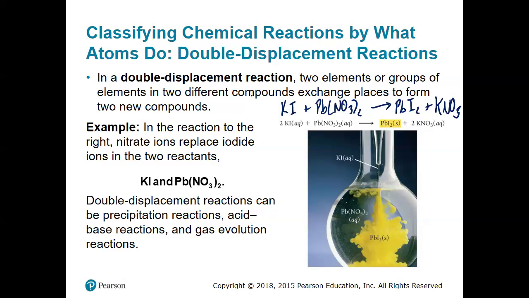But we have the same kind of thing going on. We have displacement taking place. The potassium and the lead are switching spots. That's how we know it's displacement. We're seeing the exchange of, in this case, ions. There are no elements here, it's all ions. So we're seeing the exchange of ions here. And as a result, we get 2 new compounds. We started with potassium iodide and lead 2 nitrate. Now we have lead 2 iodide and potassium nitrate.